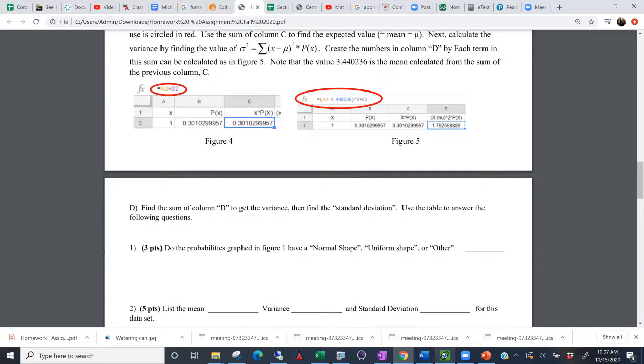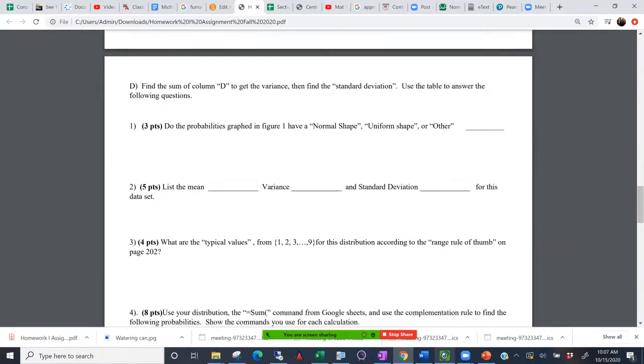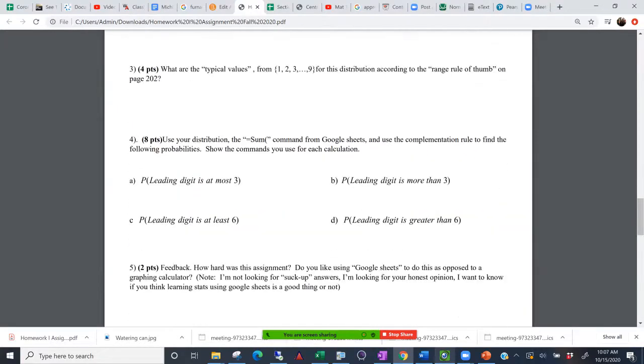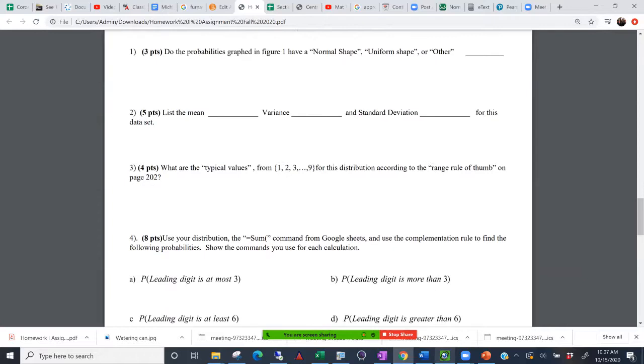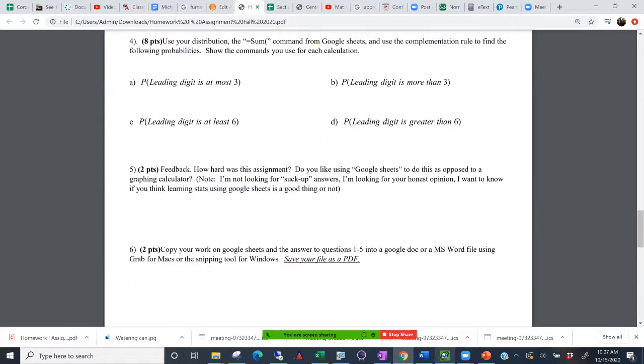If you noticed, I didn't really have any questions like that on the exam that you just finished. This is the reason why. It's because I had in mind that I wanted to do this homework assignment. So once you find the distribution, you can find the mean and use the range rule of thumb along with the standard deviation to answer some questions. What are the typical values? And then find the probabilities here, again, using your sheets. So just copy that in.